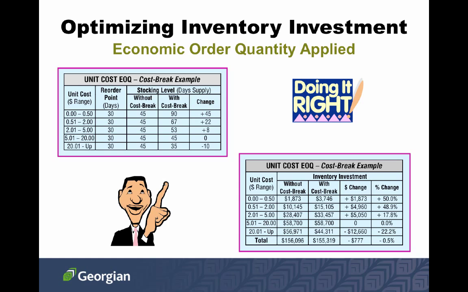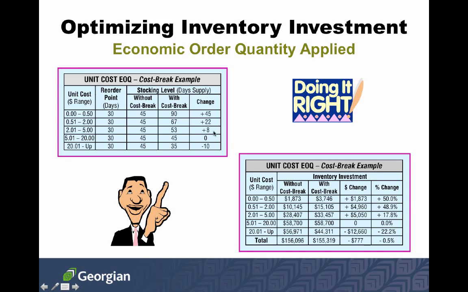I have assumed here, and then calculated accordingly, that my total inventory was 156,096, and these were the respective dollar values in each of these cost ranges: 1,873 for up to 50 cents, 10,145 from 51 cents up to $2, and so on, to 2,847 for a total of 156,098. With the cost break, in other words, the doubling of that supply level, it went up by 50%, or by $1,873 to $37.46.